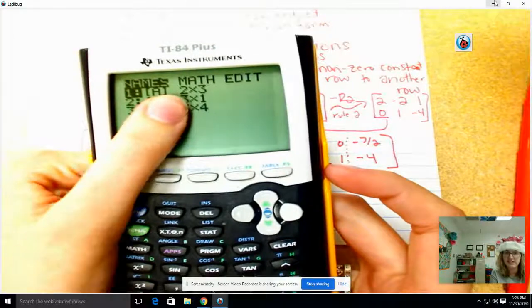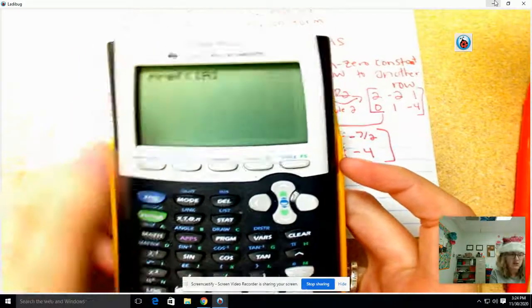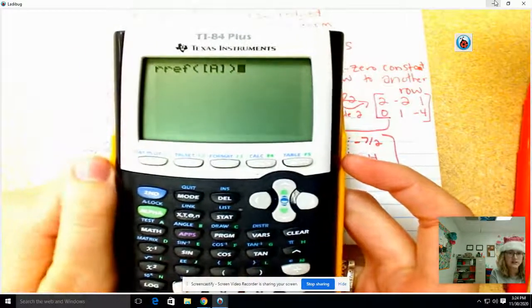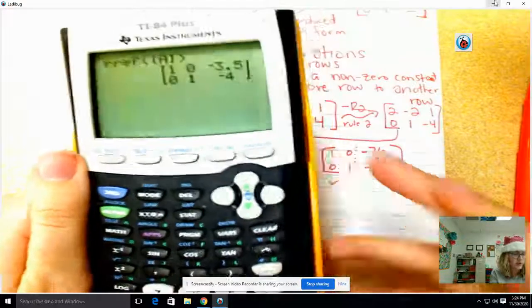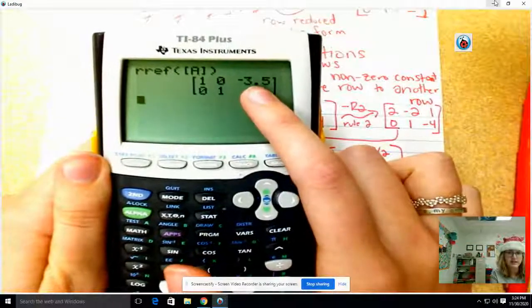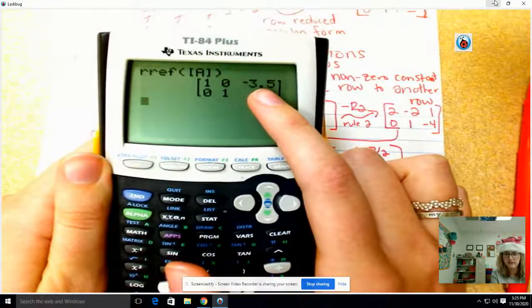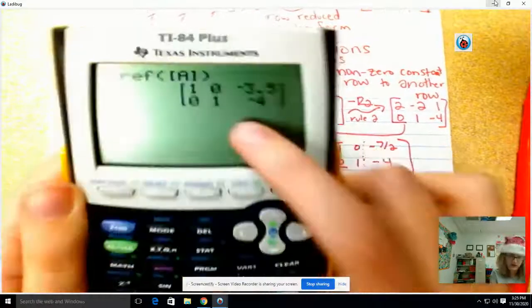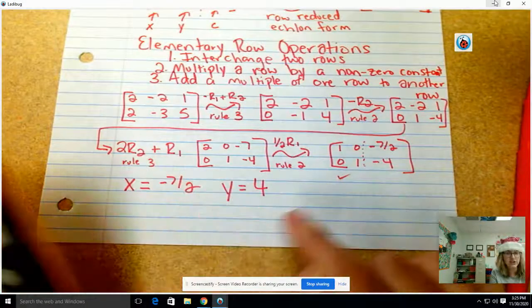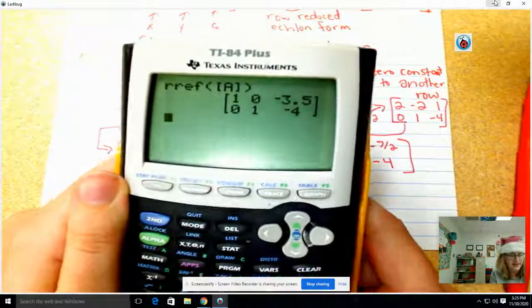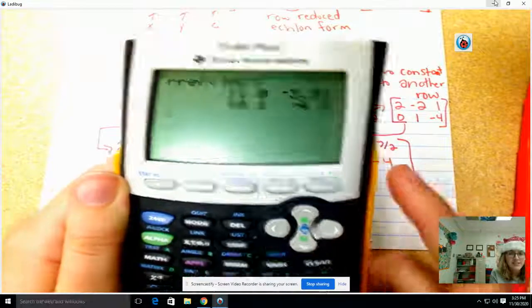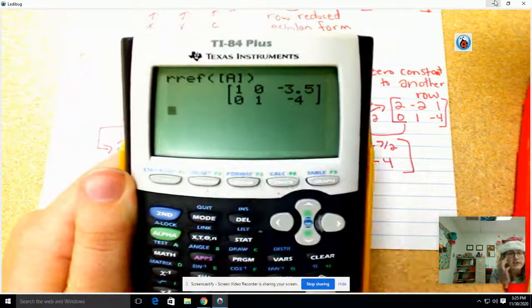That's the matrix I just edited. So 2 times 3, close that parenthesis. You're going to hit enter. You're going to get 1001, good. Negative 3.5, the same as negative 7/2, and then negative 4. So this is what the calculator is doing when it's doing that. So if you ever need to solve a system of equations, you're going to use the RREF feature in your calculator.